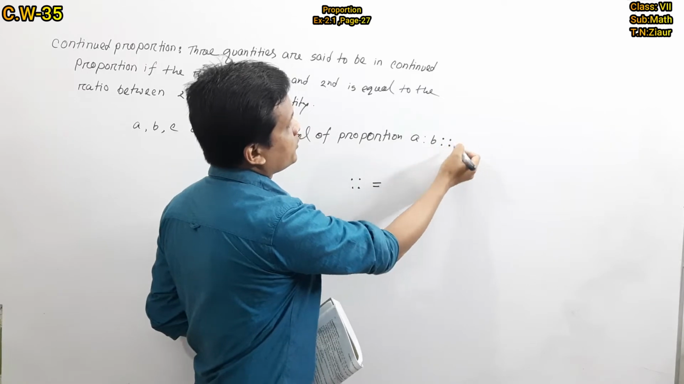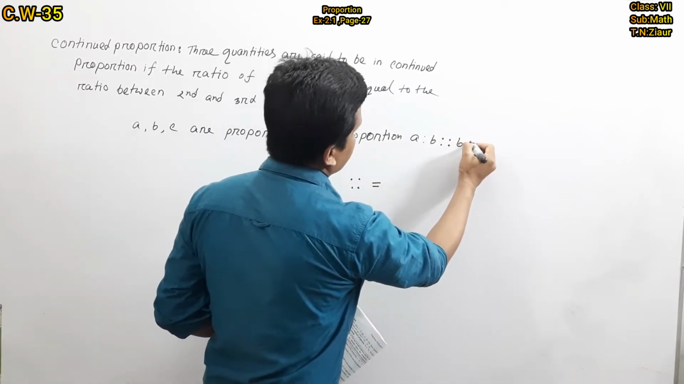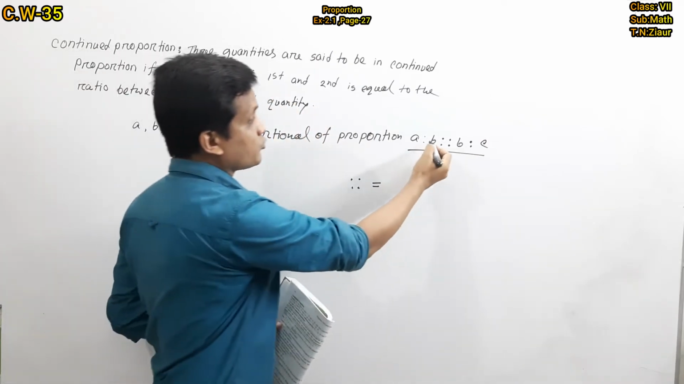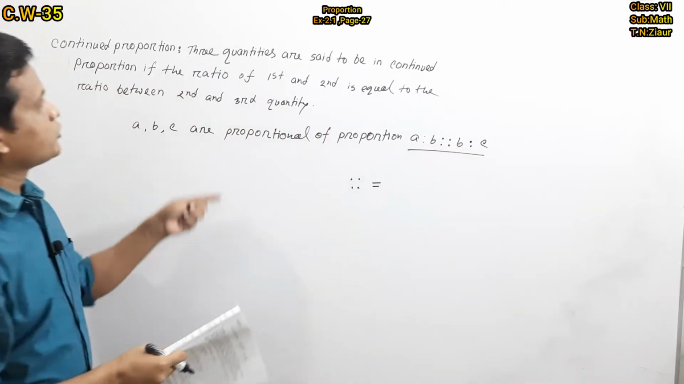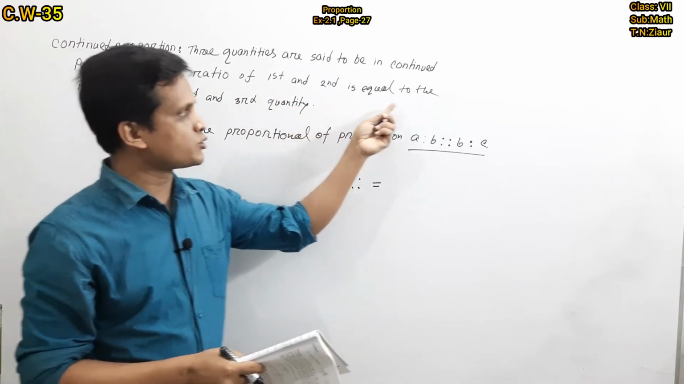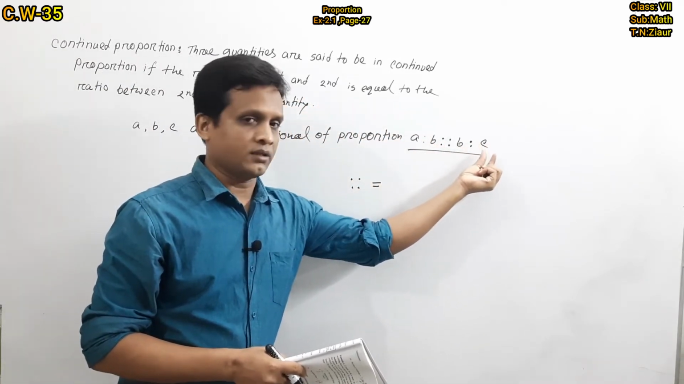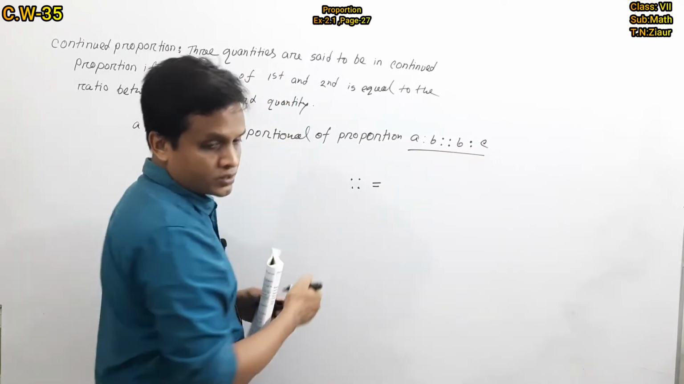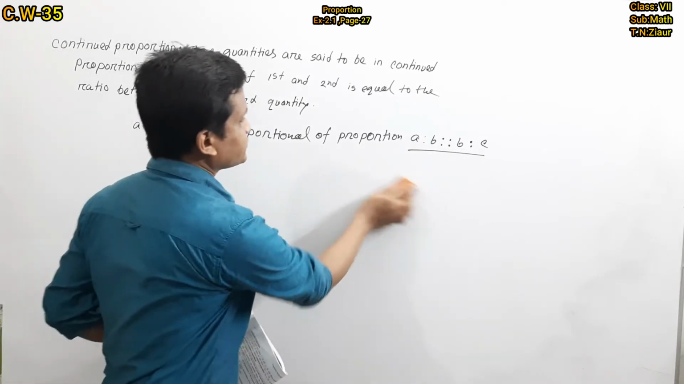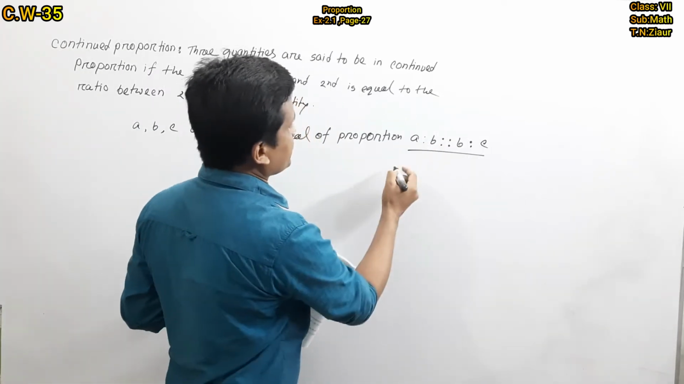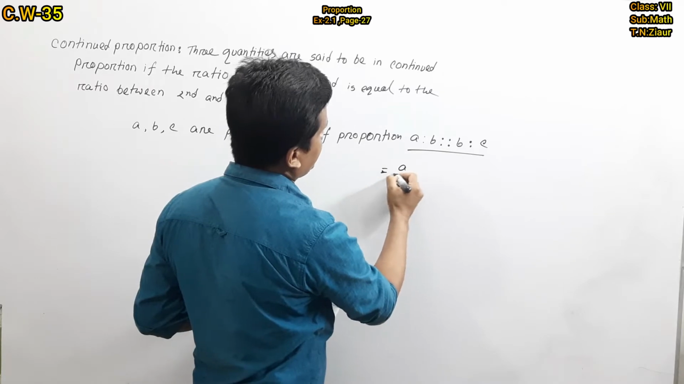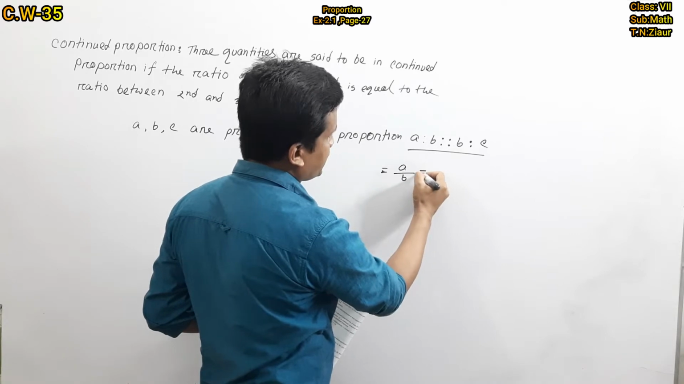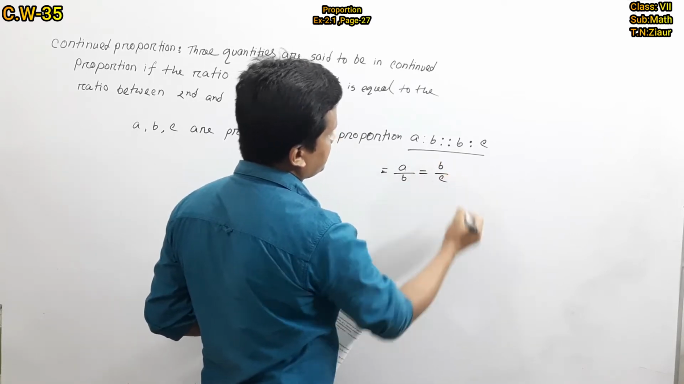So A is to B, proportion B is to C. This one is called continued proportion, because the second quantity is continued here. So that means the ratio of first and second is equal to the ratio of second and third. This one is called continued proportion. Clear? So suppose this continued proportion, we can write like this way. So A by B, instead of this proportion we can write equal, and B by C.